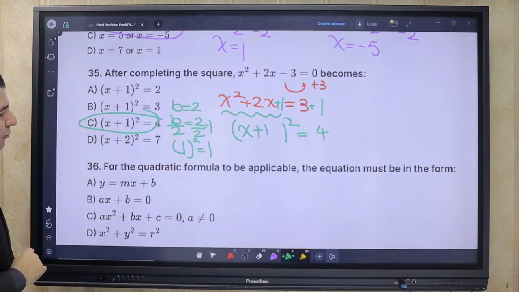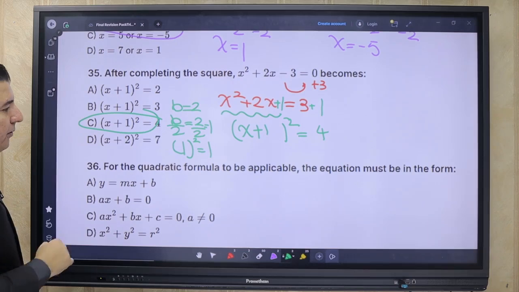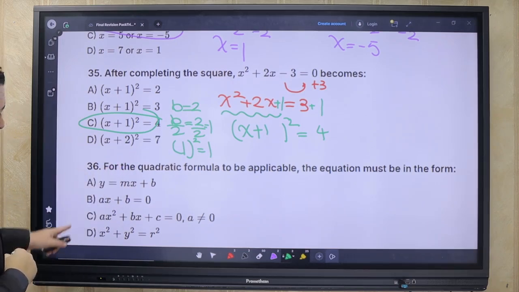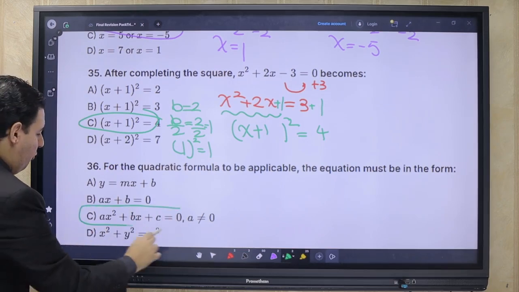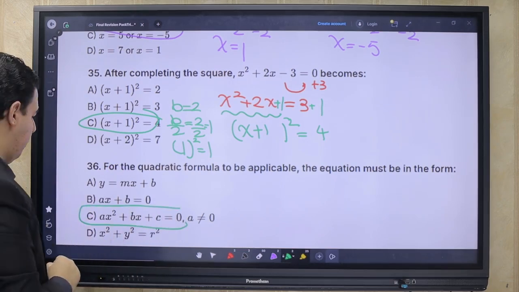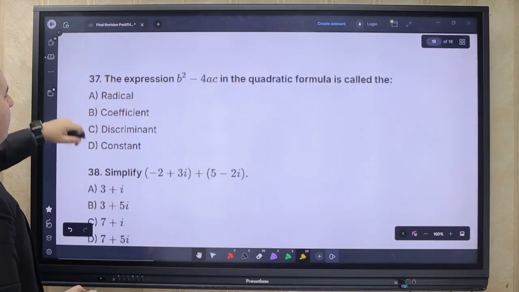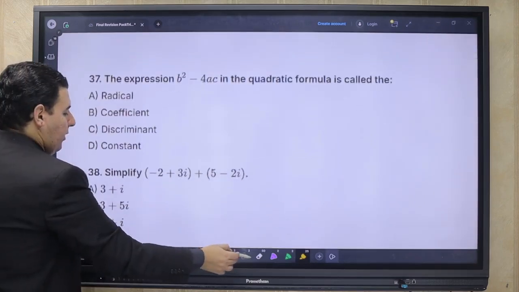For the quadratic formula, for this standard form ax squared plus bx plus c equals 0. Question 37. b squared minus 4ac is called the discriminant.